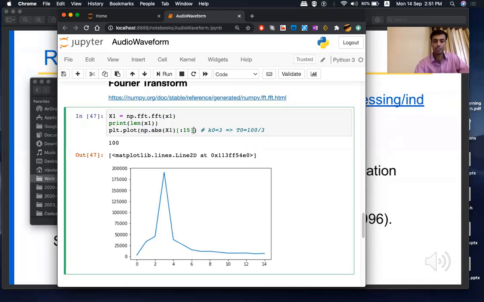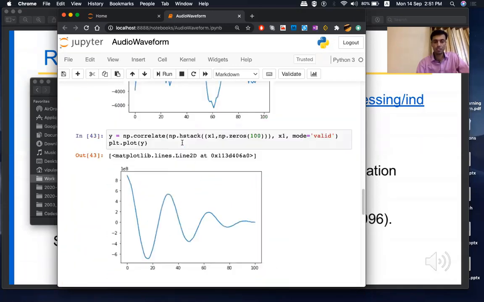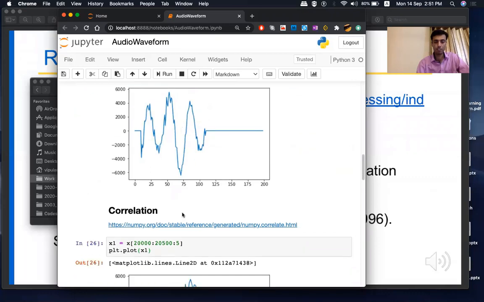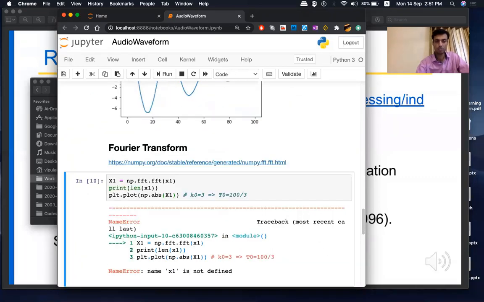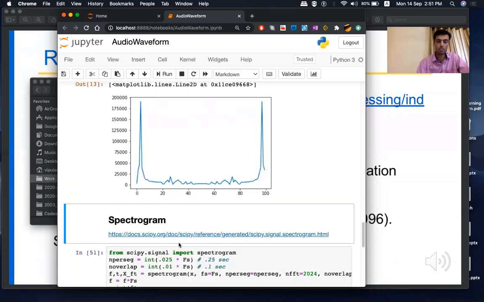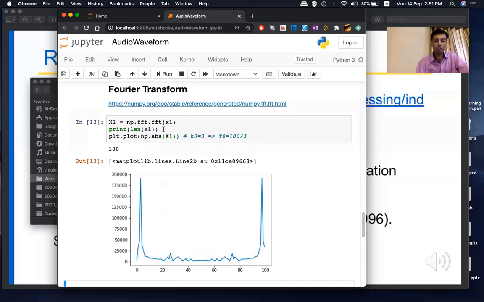Oh, x1 is not defined. Let me define it first. Okay. So if I take the Fourier transform, what I find is I get a peak, which means that periodicity is there. Some fundamental period is there. Some small spurious peaks are there, which I wouldn't consider. But some very prominent peak is there, which I would like to consider.